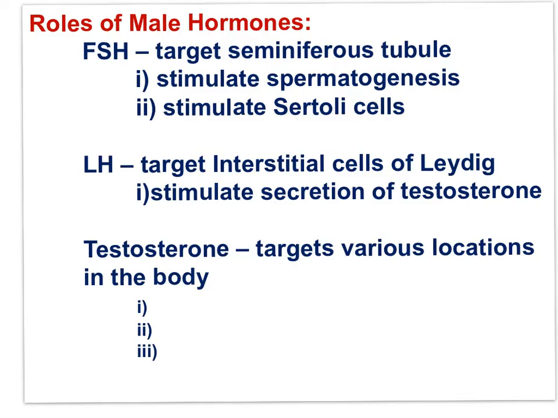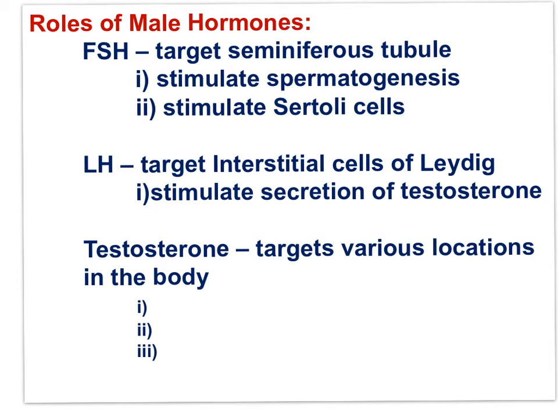Here is a slide that provides the functions of FSH and LH. FSH targets the seminiferous tubule within the testes to stimulate spermatogenesis and stimulate the Sertoli cells, which are nutritive, supporting spermatogenesis. LH targets the interstitial cells of Leydig that secrete testosterone. Testosterone has various target locations throughout the body, but has 4 important roles. Listen carefully. Testosterone is important in the prenatal development of male genitalia.